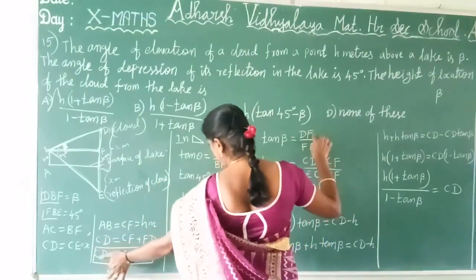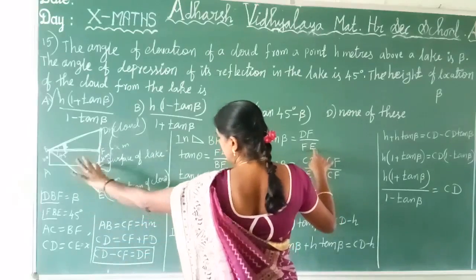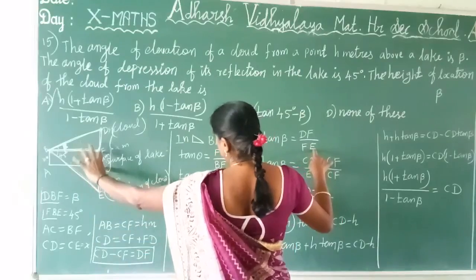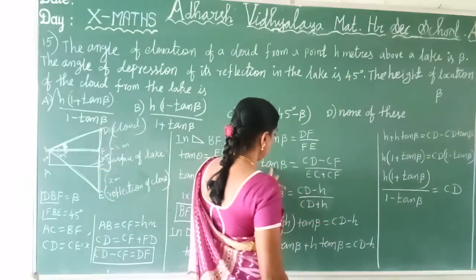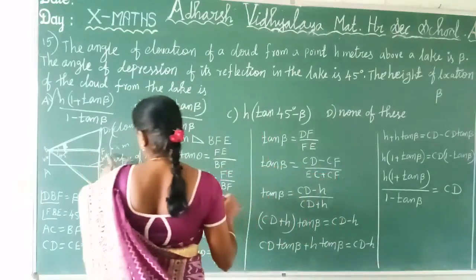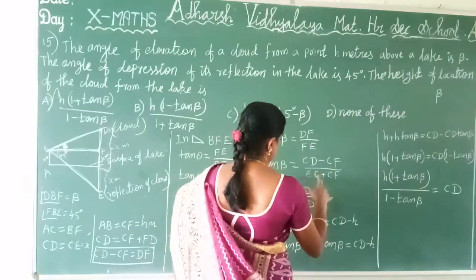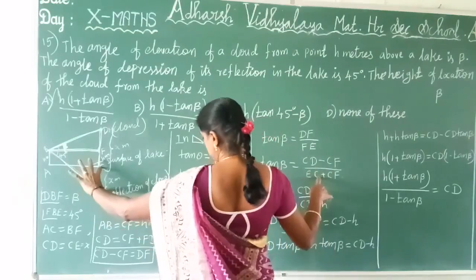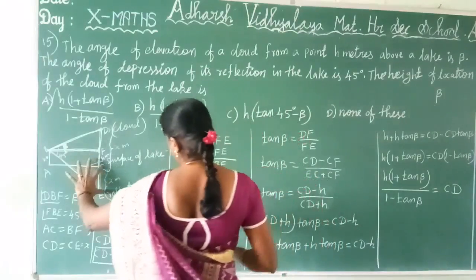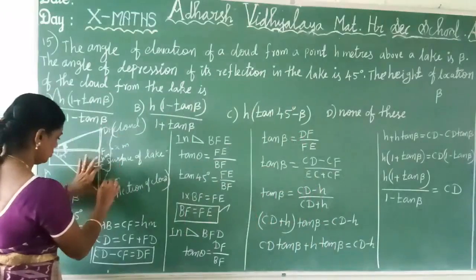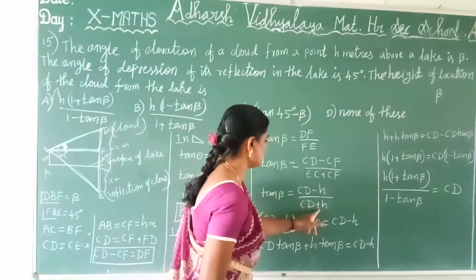DF can be written as CD minus EF, so tan beta is CD minus EF by FE. FE can be written as CE plus CF. Clear? And tan beta is equal to CD minus CF, and CF is H, since AB and CF are H. So CD minus H by EC. What is EC? This value, CD, is H meter, and this is also H. So EC is equal to CD. So substitute EC, CD plus H.